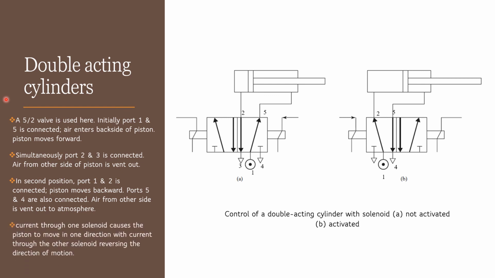So in a double acting cylinder, the current through one solenoid will cause the piston to move in one direction, while the current in the other solenoid will reverse the direction of motion of the piston. This is how a double acting cylinder works, and the figure shows the control of this double acting cylinder system for a pneumatic or hydraulic control.